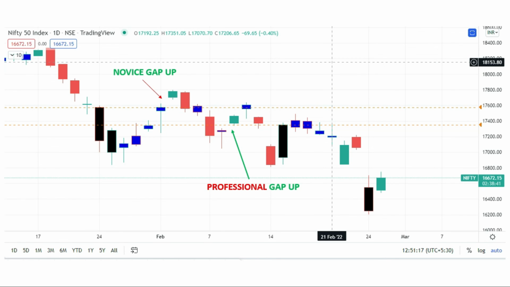It is important to understand these two types of gaps when trading supply and demand, because when they happen, they give us an important piece of information as to where the market is willing to go next.